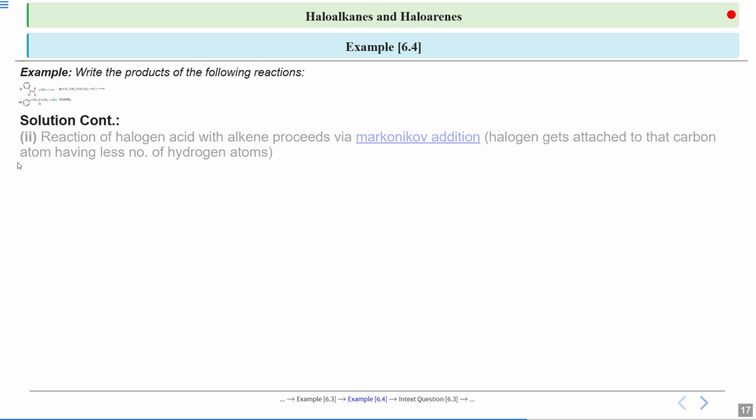Now let's see the second reaction, the reaction of halogen acid, here in this case hydrogen chloride, with the alkene. Now again this will proceed via Markovnikov addition. No presence of peroxide is there, so the halogen atom will attach to the carbon atom having a lesser number of hydrogen atoms. So you have this but-1-ene reacting with hydrogen chloride. This chlorine will attach to the double bond carbon having lesser hydrogen atoms, which is this carbon. So chlorine will attach to this carbon and you will get 2-chlorobutane as your major product.